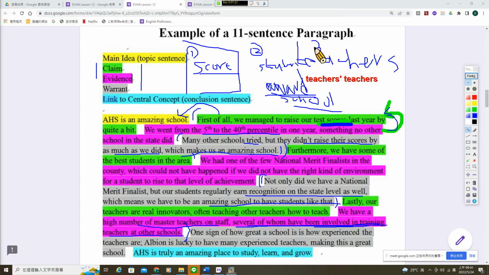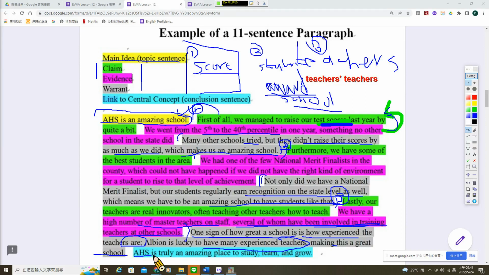And number 3, we have good teachers. And the evidence is that they are teachers. So look here. One sign of how great a school is, is how experienced the teachers are. So they are experienced, right? So Albion is lucky to have many experienced teachers, making this a great school. Okay, so basically we have 3 supporting arguments. 1 and 2 and number 3 is here, right? So that's why Albion High School is an amazing school.